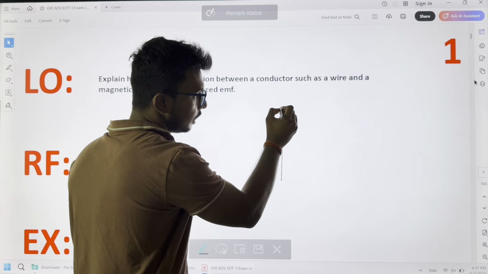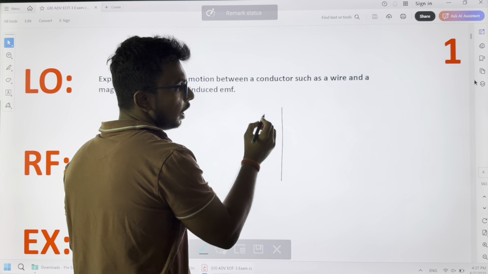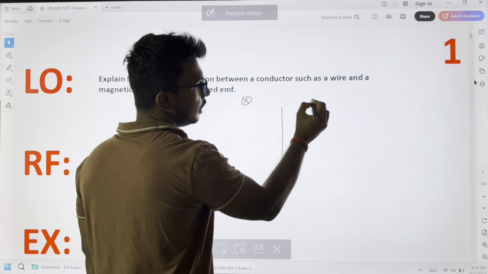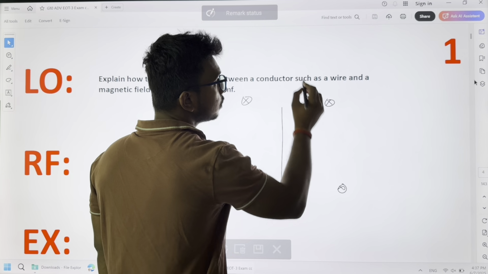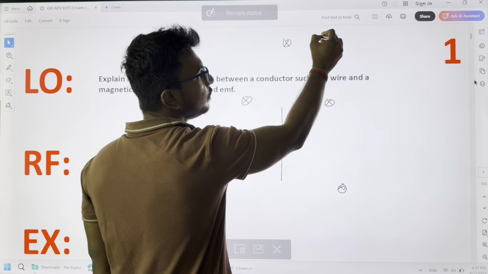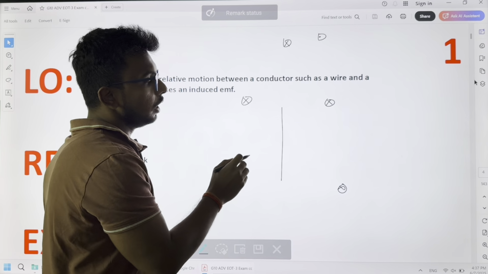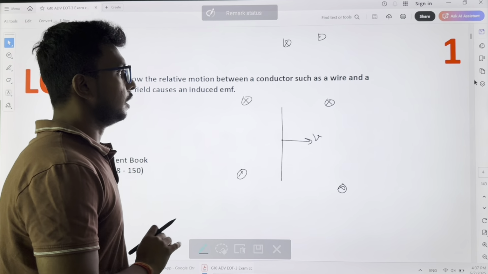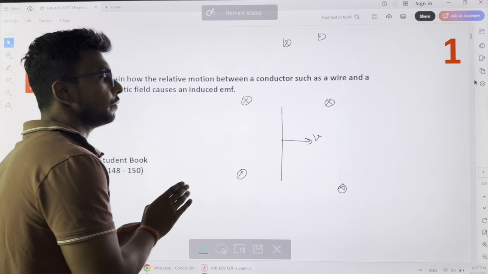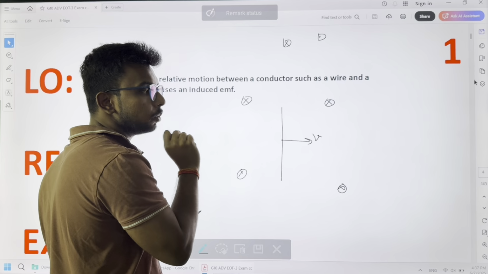So think of this like, imagine this is a wire, okay? And this has been placed in a magnetic field which is cross. When we say cross, that means it's going into the board. When we say dot, it is coming out of the board. Now this wire, I'm moving in a certain direction. Let's say this particular wire is moving. Now, if this is moving in this direction, what is happening?